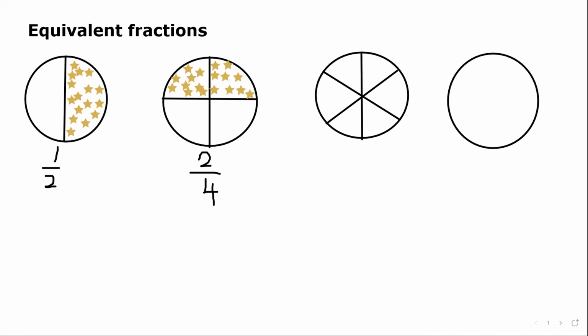Then, if the person decided to take 3 out of 6, now this orange here has been divided into 6 equal parts, and the taking part is 3 out of 6, which also represents half of the orange.